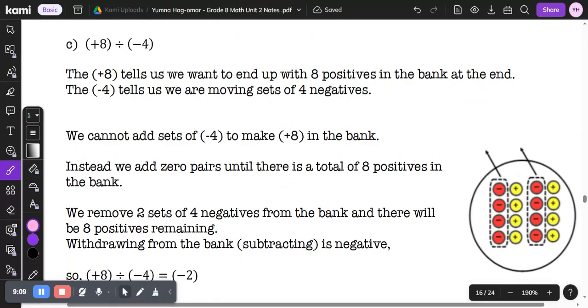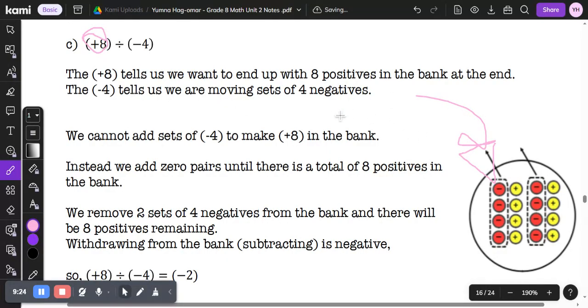Now let's do this one. 8 divided by minus 4. The plus 8 tells us we want to end up with 8 positives in the bank at the end. All right? So this is 8. This is how many integers are going to be in this bank in the end, after all the equations.